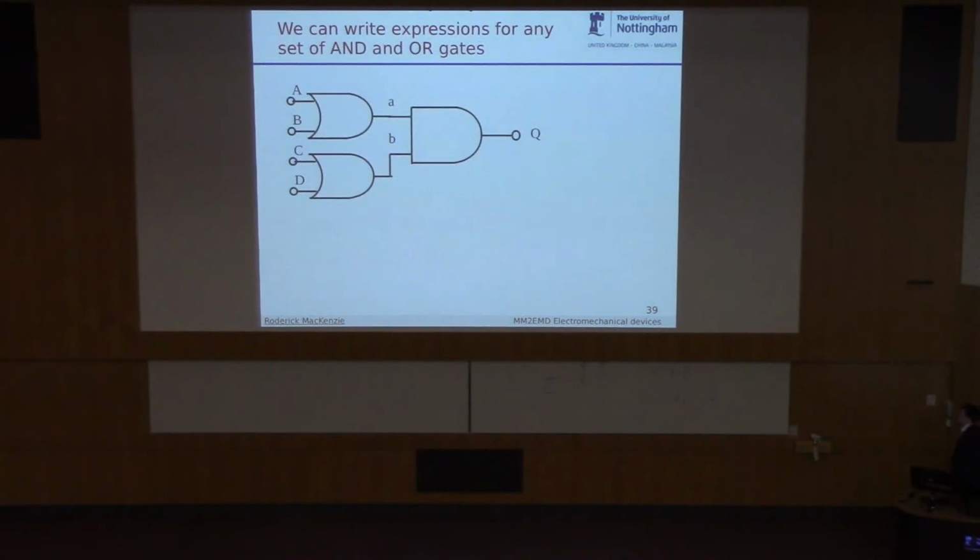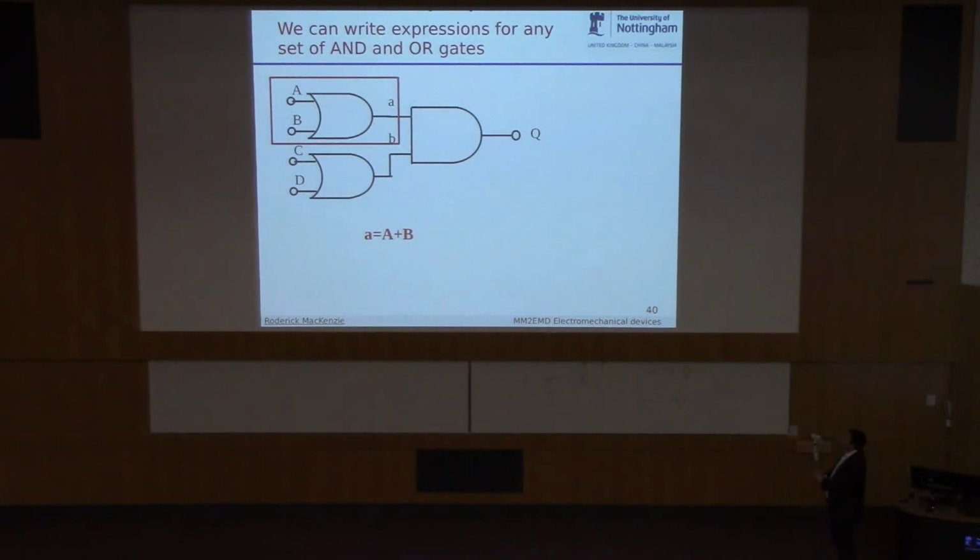And we can write the expressions for quite complicated circuits like this. So here I've got, to kick off, 2 OR gates with inputs A, B, C, and D, with intermediate values of a and b, and an output of Q. And we've got an AND gate at the back end. So let's firstly write the Boolean expression. We're now going to derive a Boolean expression for this whole circuit.